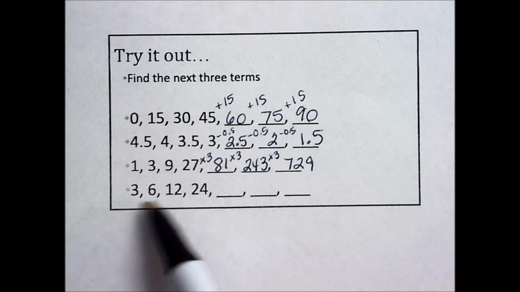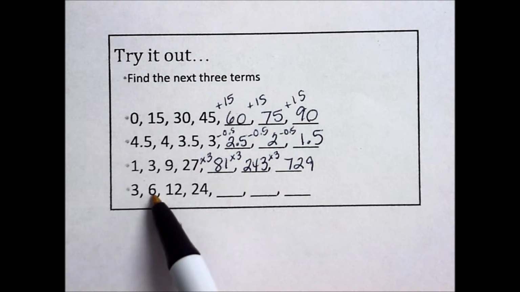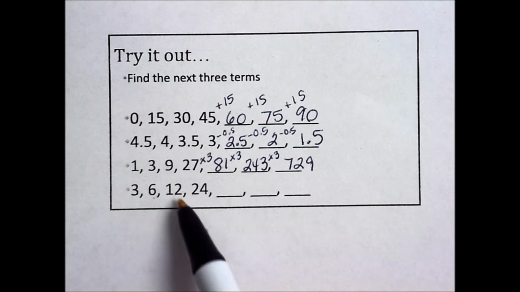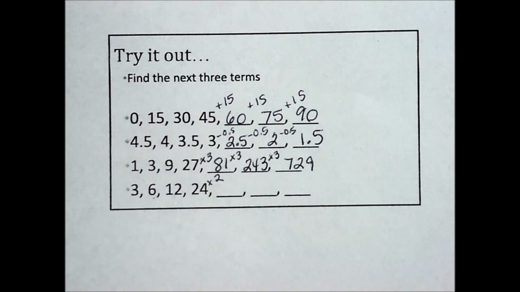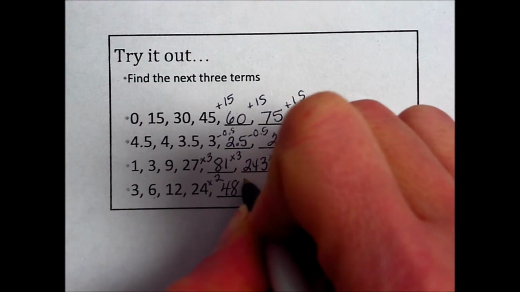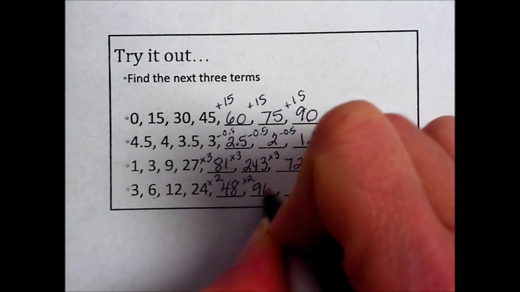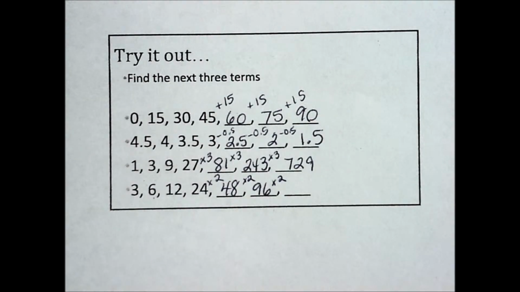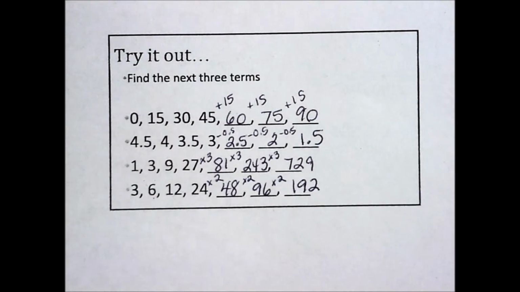Okay, and then finally on my last pattern, let's see, I'm going from 3 to 6, 6 to 12. Looks like I'm multiplying times 2. 3 times 2 is 6, 6 times 2 is 12, 12 times 2 is 24, and so on. So 24 times 2 gives me 48. 48 times 2 will give me a 96. And 96 times 2 is 192.